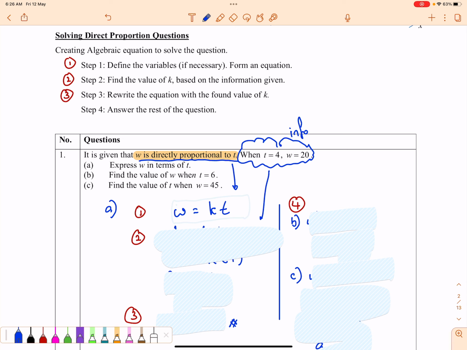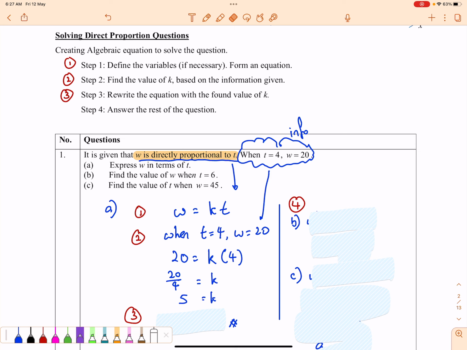So step number 2, I will then sub in, right? When t is 4, w is 20, I'll put it in. Then I see, oh, actually my k can be found easily, right? I don't want the 4, I bring over the 4 and then I divide by 4. So 20 divided by 4, I get 5.